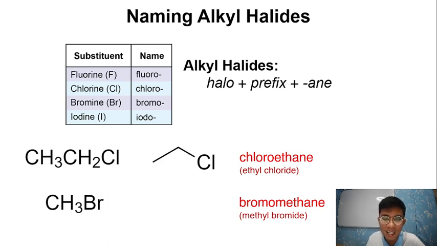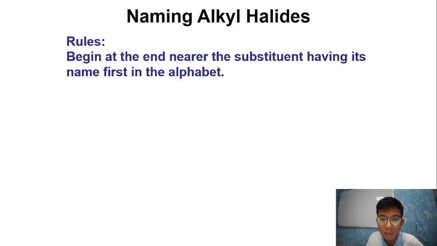Paano kunwari pagsamahin natin yung dalawa? May alkanes ka, meron kang halogens. So same rule pa din: begin with the end nearer the substituent having the first name in the alphabet. Ganun lagi yung rule. So for example ito.